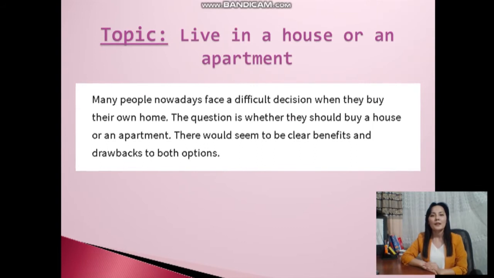Here is an example for an introduction. The topic is living in a house or an apartment. Many people nowadays face a difficult decision when they buy their own home. The question is whether they should buy a house or an apartment. There would seem to be clear benefits and drawbacks to both options. You see, there is no opinion, it's just given generally.